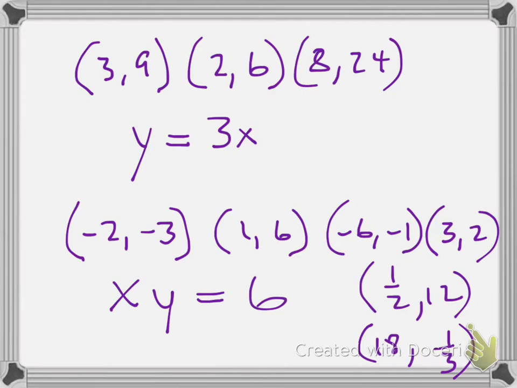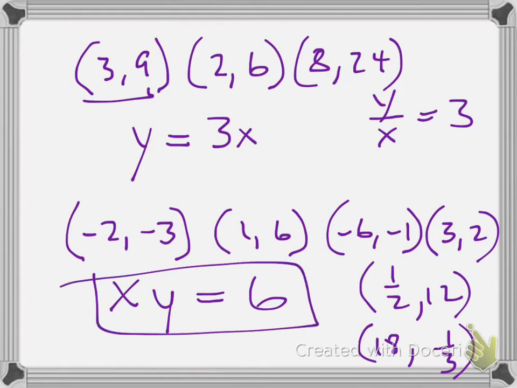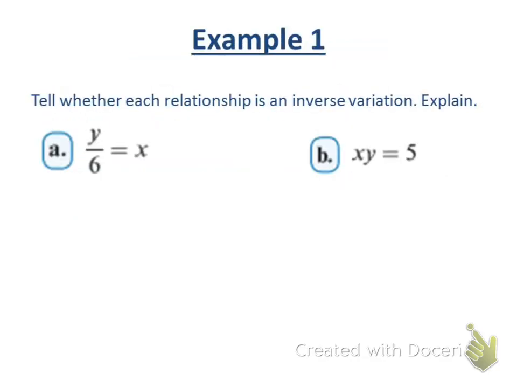In each of these problems up here, y divided by x equals 3. In each of these down here, each ordered pair in this example, y times x is equal to 6. So direct variation is y divided by x is always the same thing. Inverse variation is y times x is always the same thing. All right? So let's have a look at this one.